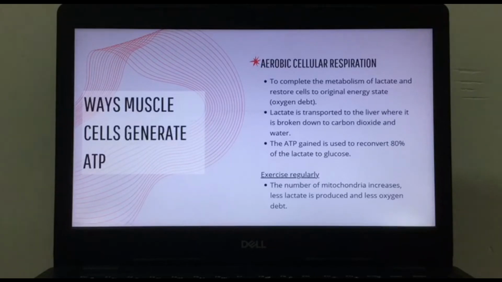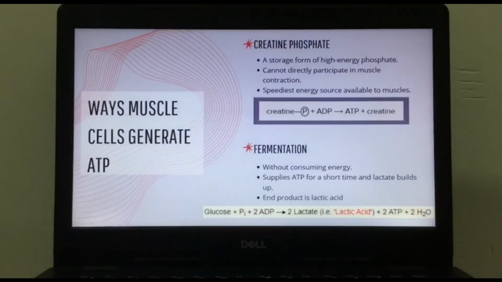For a special case, a person who exercises regularly, like athletes, the number of mitochondria increases and there will be no fermentation because they will rely on mitochondria. So there will be less lactate produced and less oxygen debt. Okay, so that's all for the ways muscle cells generate ATP. So kita ulang balik. The first one is creatine phosphate, the speediest energy source available.